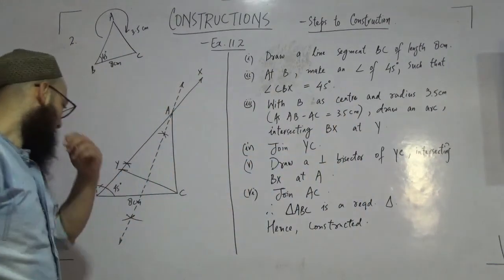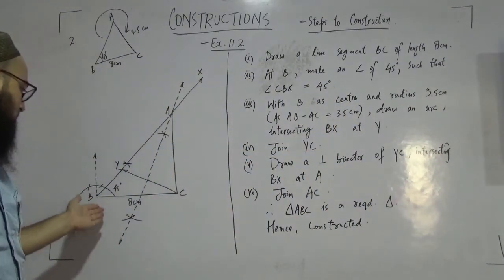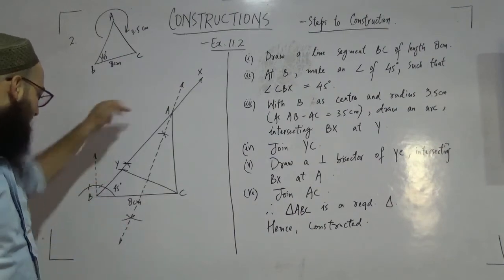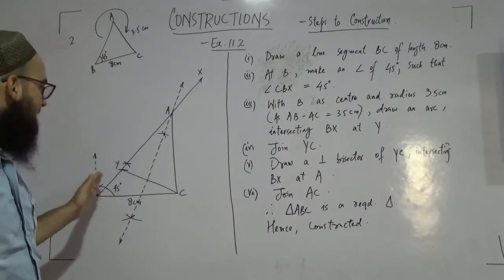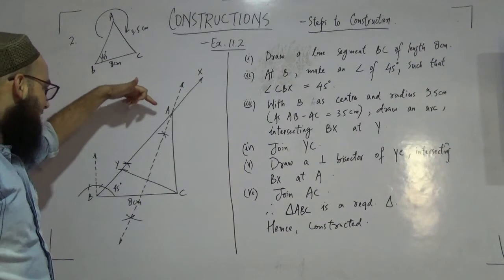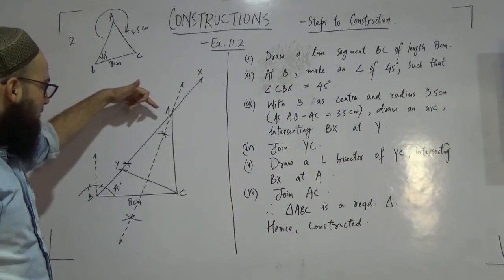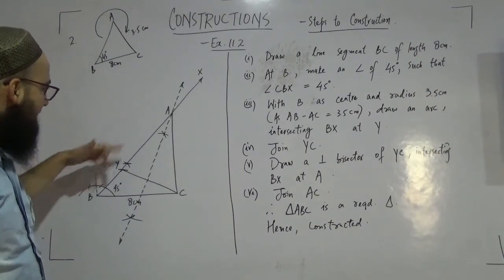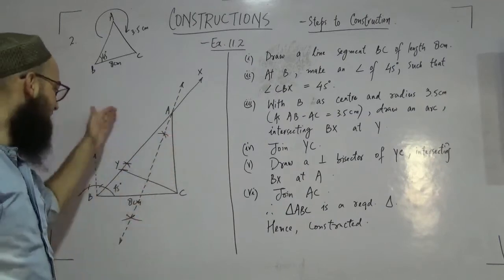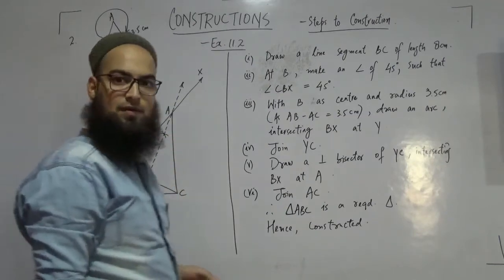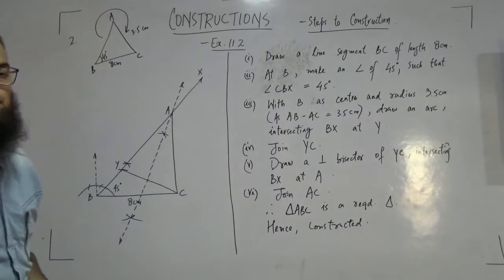constructed. Now to check, you know that BC is 8 cm, angle ABC is 45 degree. To check, you measure AB, then measure AC, then do the difference. AB minus AC, you'll get exactly 3.5 cm. Make a note.